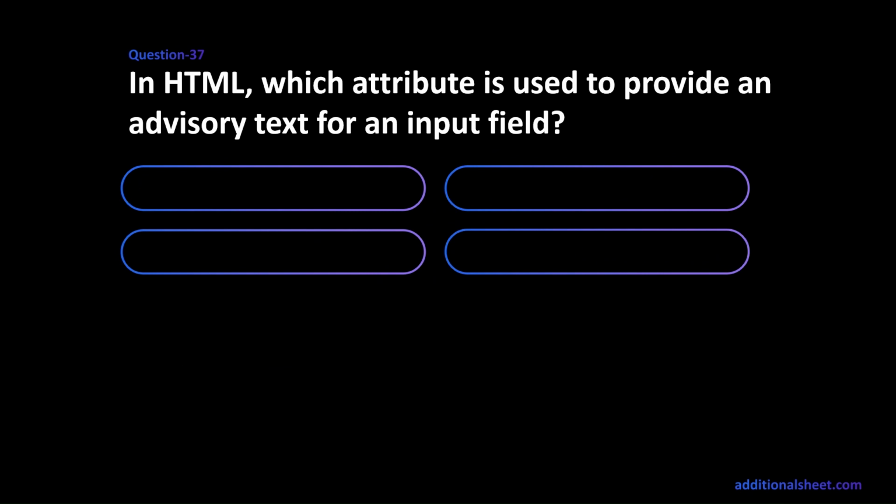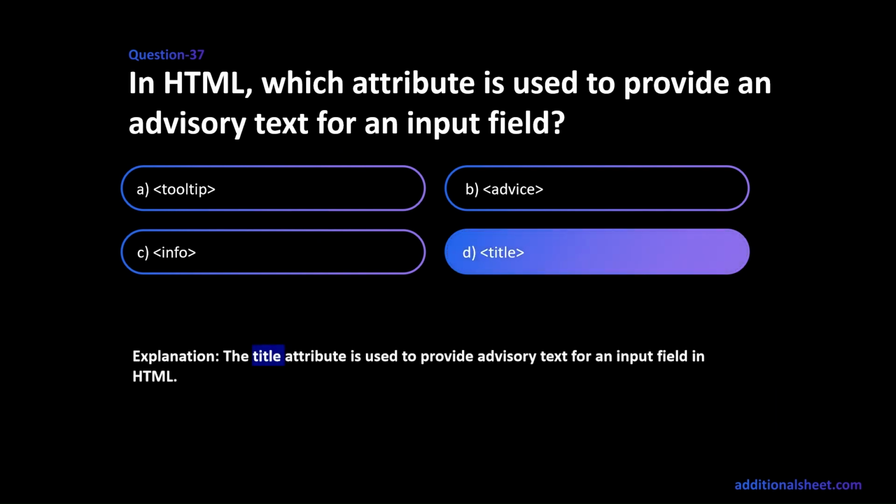Q37. In HTML, which attribute is used to provide an advisory text for an input field? Options are A. Tooltip, B. Advice, C. Info, D. Title. The correct answer is option D. The title attribute is used to provide advisory text for an input field in HTML.